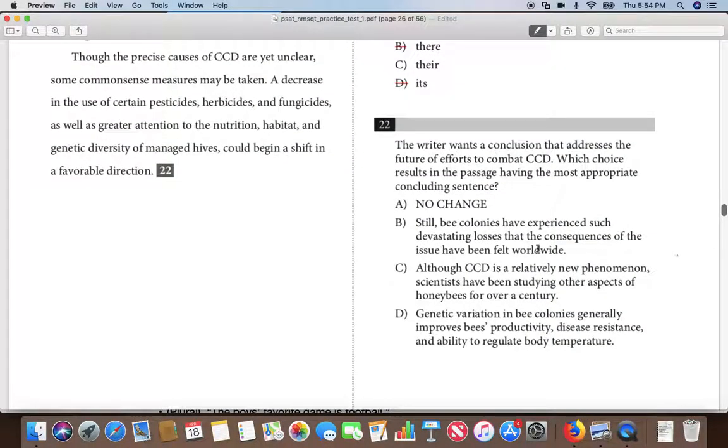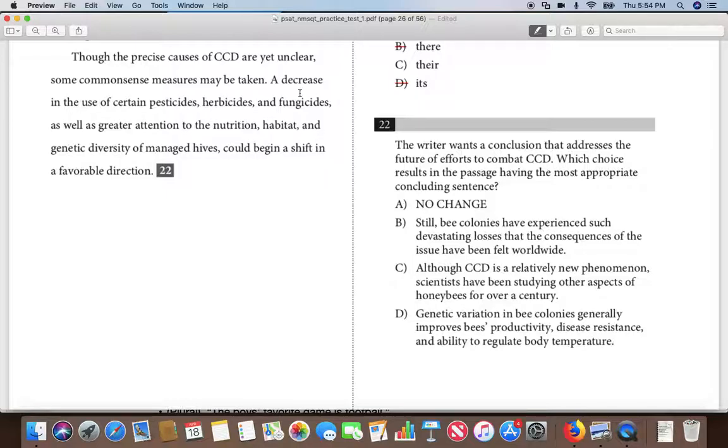Okay, so let's test these answer choices. We'll start with A, no change. What they mean here by no change is the last sentence as it is right now. Does that make sense? Yes. So go ahead and read the last sentence and see if that addresses future efforts to combat CCD. A decrease in the use of certain pesticides, herbicides, and fungicides, as well as greater attention to the nutrition, habitat, and genetic diversity of managed hives, could begin a shift in a favorable direction. Okay, does that address the future of efforts to combat CCD?